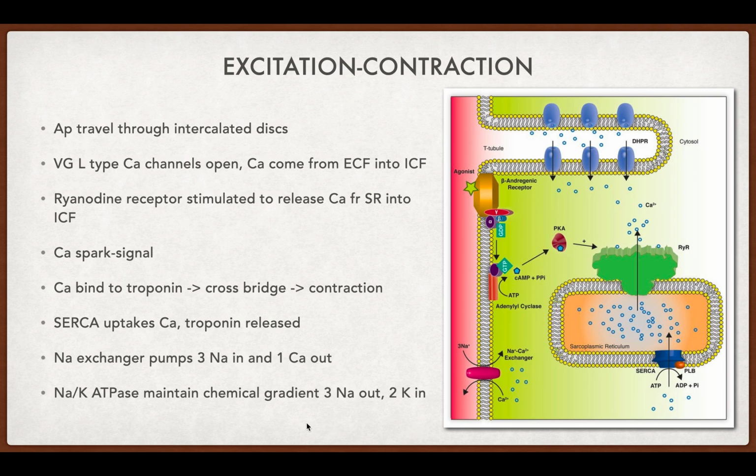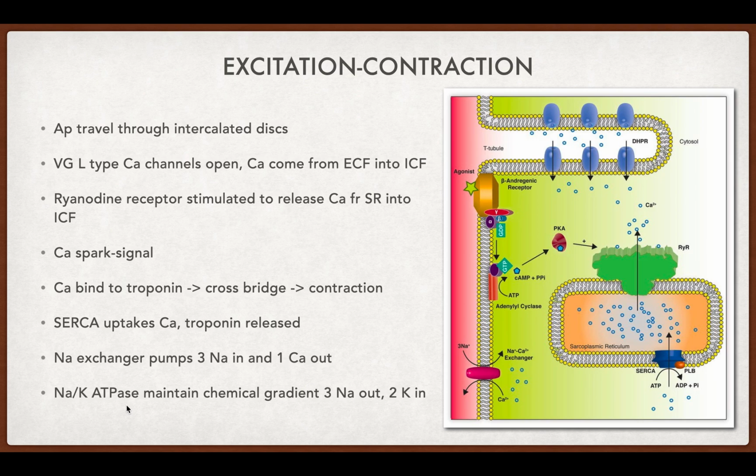The sodium potassium ATPase transporter will maintain the chemical gradient of potassium and sodium. This will occur within the contractile cell, so this doesn't have anything to do with the action potential.